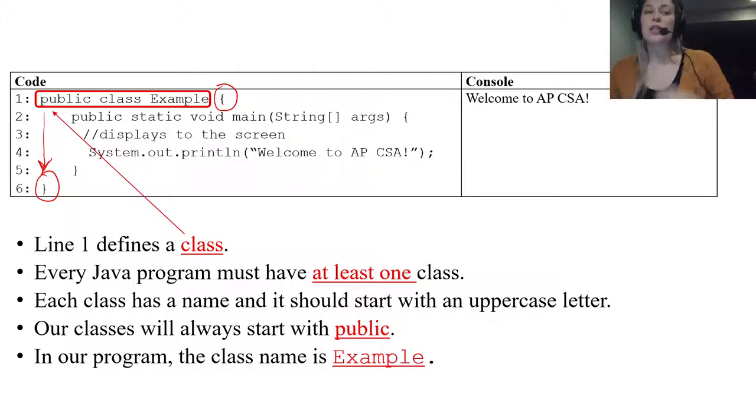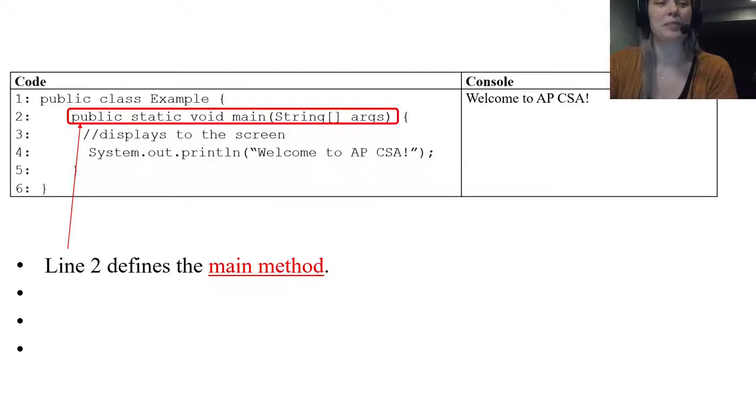So you'll see we have public class Example. That's going to be our class, and that's going to be our first block. Line 2, you notice it's indented over, and it defines what's called the main method.